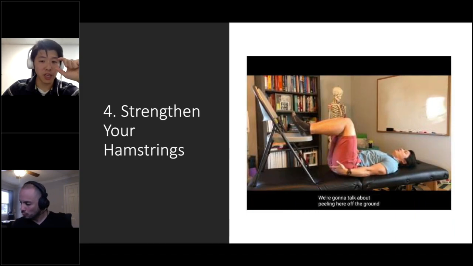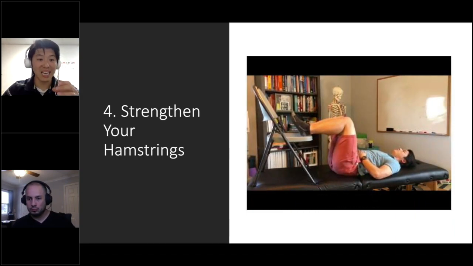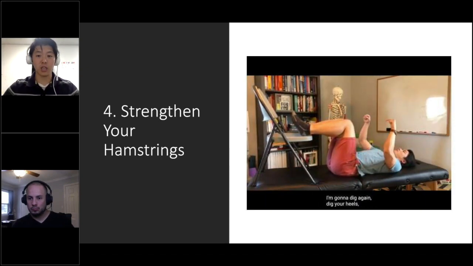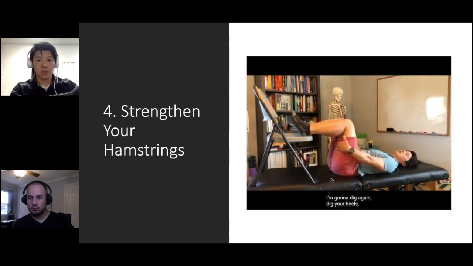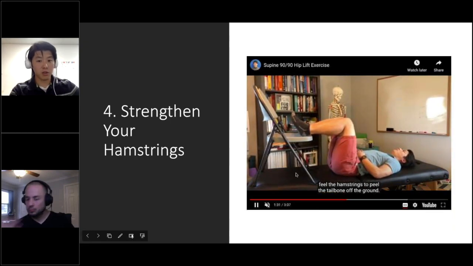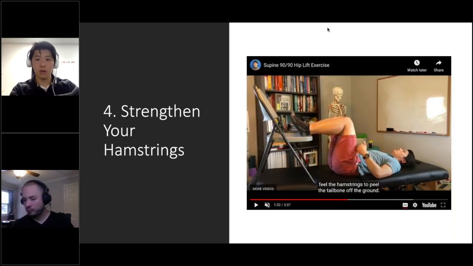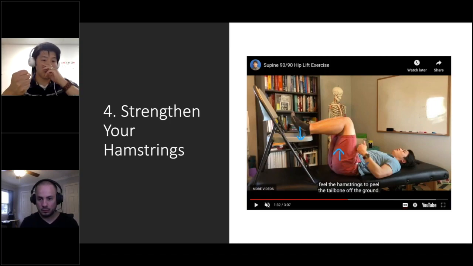So right now I'm already lifting it, and if you can tell, I didn't actually lift the pelvis. It's like a tilt with my hamstrings. My glutes are not squeezing, and I'm just getting my hamstrings up here. I'm digging my heels into the chair, and my hamstrings are peeling my pelvis off the ground. Notice that my glutes are not squeezed, because if I do, I'll tense up my back a whole lot and my hips as well.